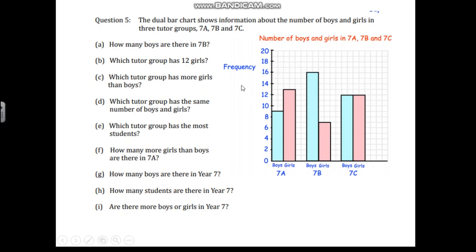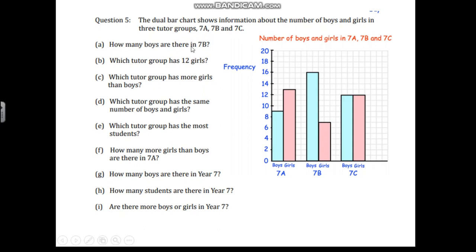Okay, again, frequency up the side, and this scale is going up in 2s. Just make sure you know what your scale is doing so you can read it carefully. So it says this is called a dual bar chart because there's 2, but it could be multiple or comparative. It's all the same thing. It shows information about the number of boys and girls in 3 tutor groups, 7A, 7B and 7C.